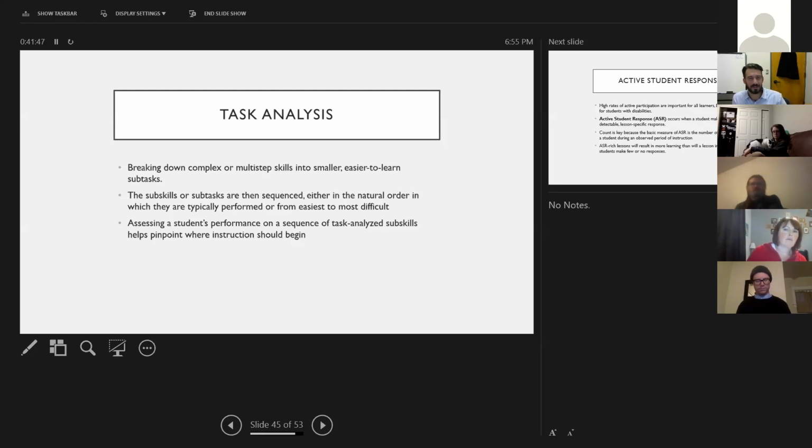And this is very effective because you get a good idea about where instruction should begin. If this larger task has like 10 subtasks in it, and the kid's able to do tasks 1 through 5 independently, well, that shows me that I probably don't need to be focusing on those first 5 tasks, because the kid has them memorized. So it leads to a more effective use and focus of instruction.